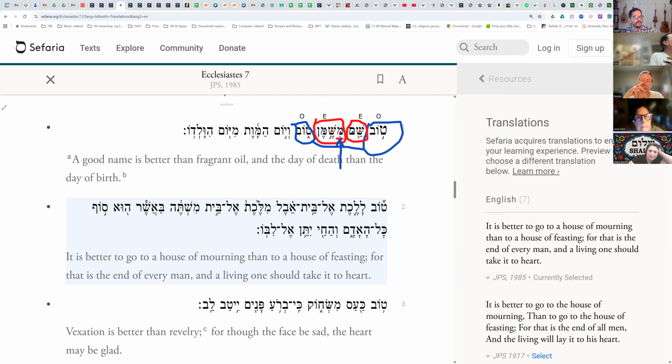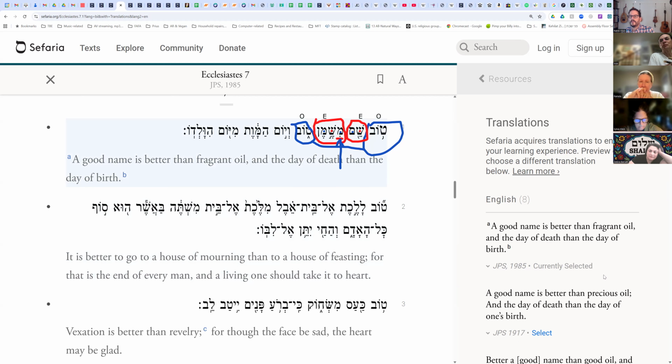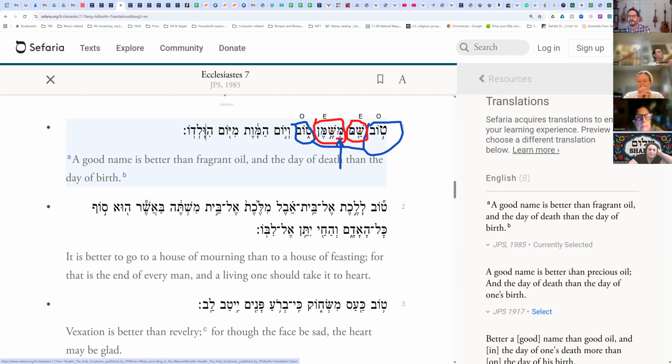And you know what I should do is put it on this one. Okay, so we'll see the translations. A good name, everyone will say Tov Shem, a good name, or better a name. A good name is better than fragrant oil, better than precious oil, better than good oil.